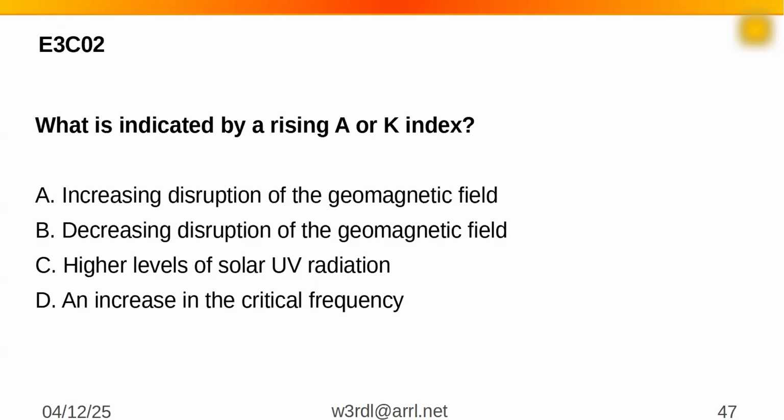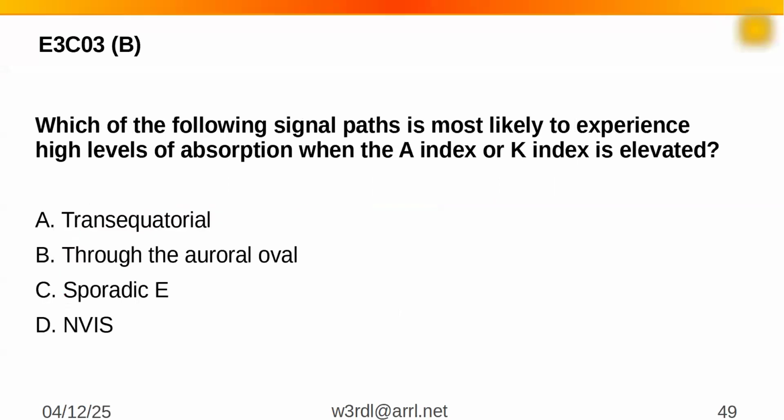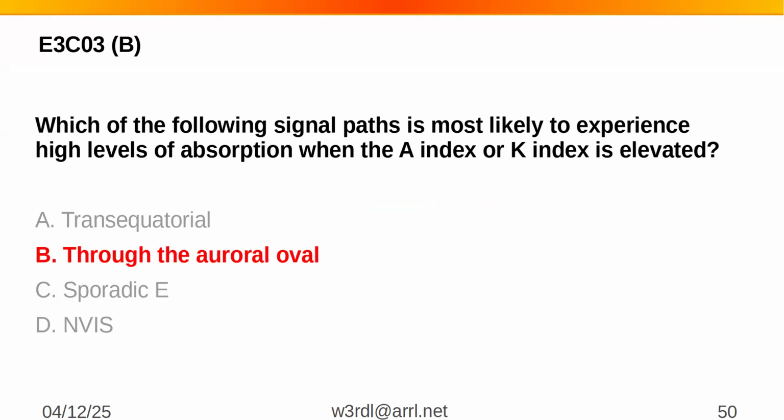I think it's critical frequency. Oh, yeah. Which of the following signal paths is most likely to experience high levels of absorption when the A or K index is elevated? Way of saying polar. That is a very obfuscated way of saying polar. I didn't write the question.